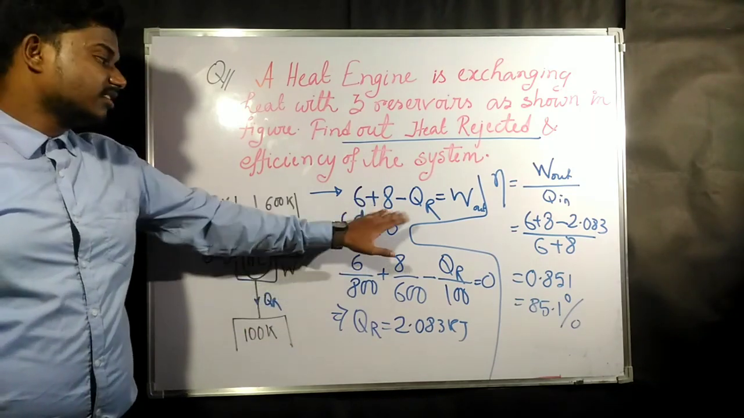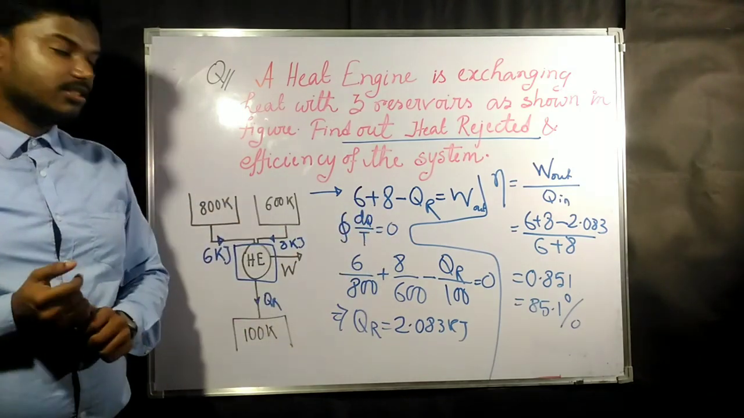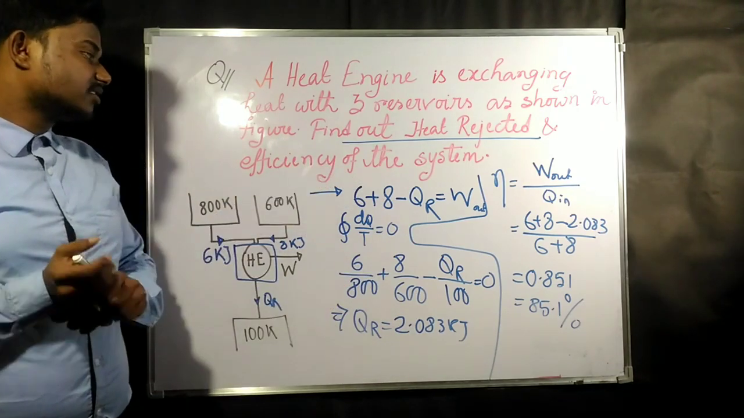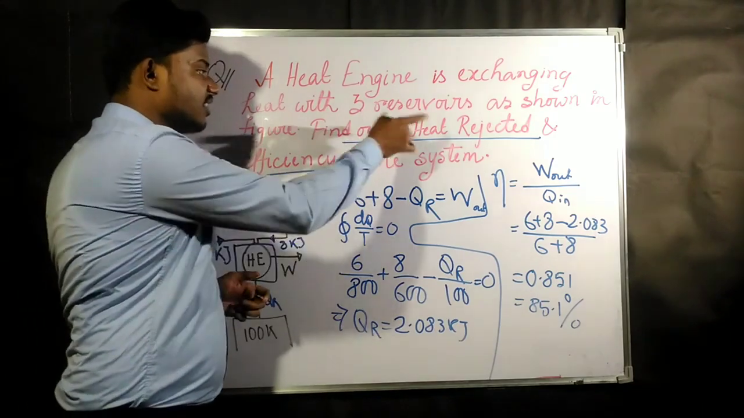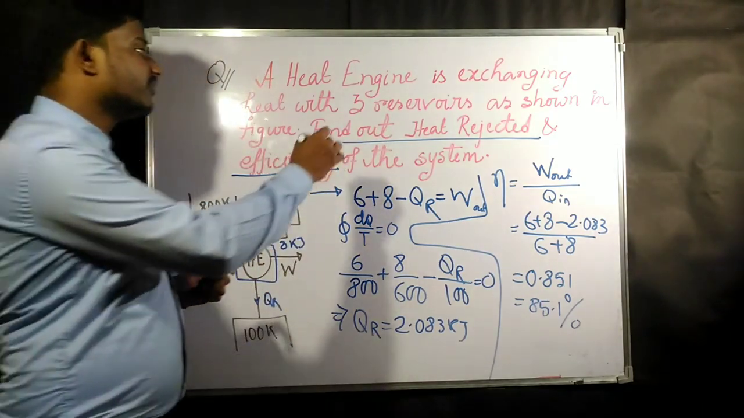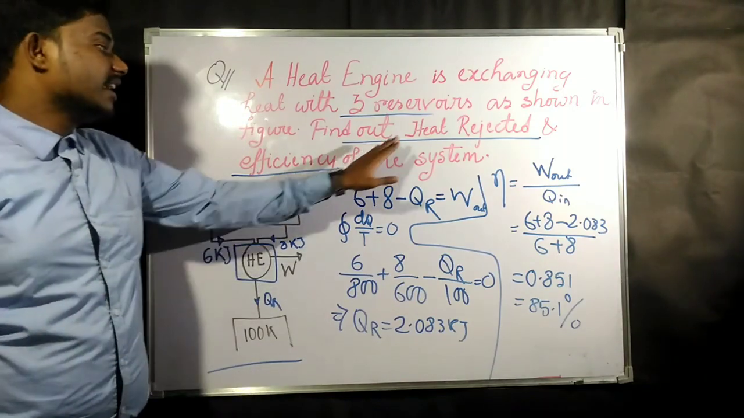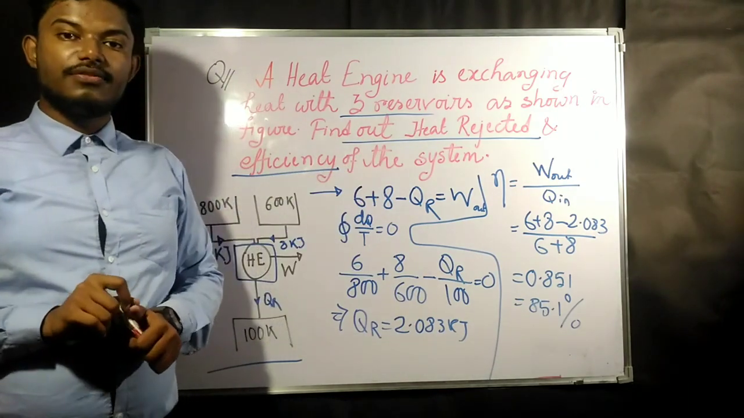Okay, so in this way you can solve the question of second law considering two equations. Okay, this is the first law equation and this is the second law equation, and you can easily find out whatever the parameters they have asked us to find. So we have found out the efficiency and heat rejected. Okay, all they have given is these three reservoirs, and this figure has been given. So from this, heat rejected and efficiency we could find out.